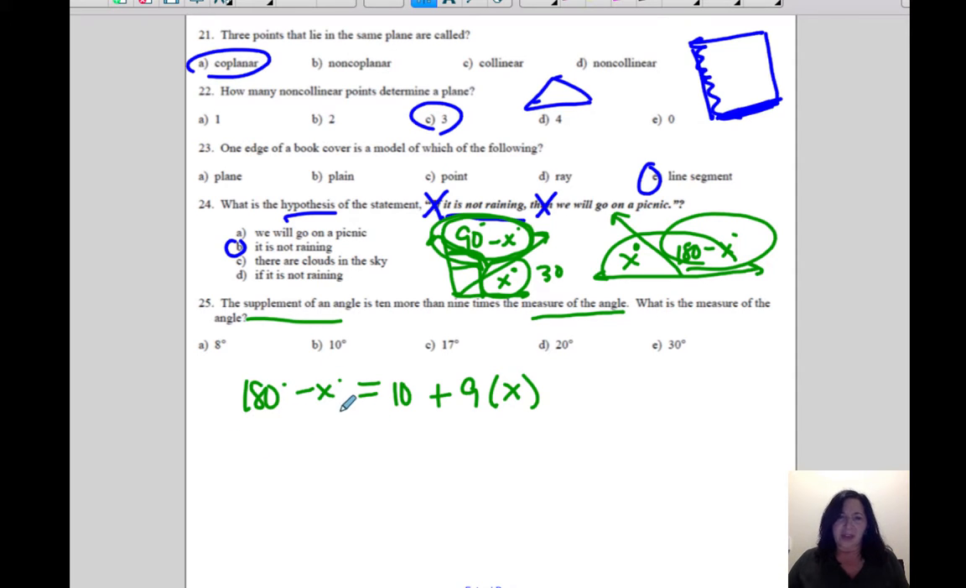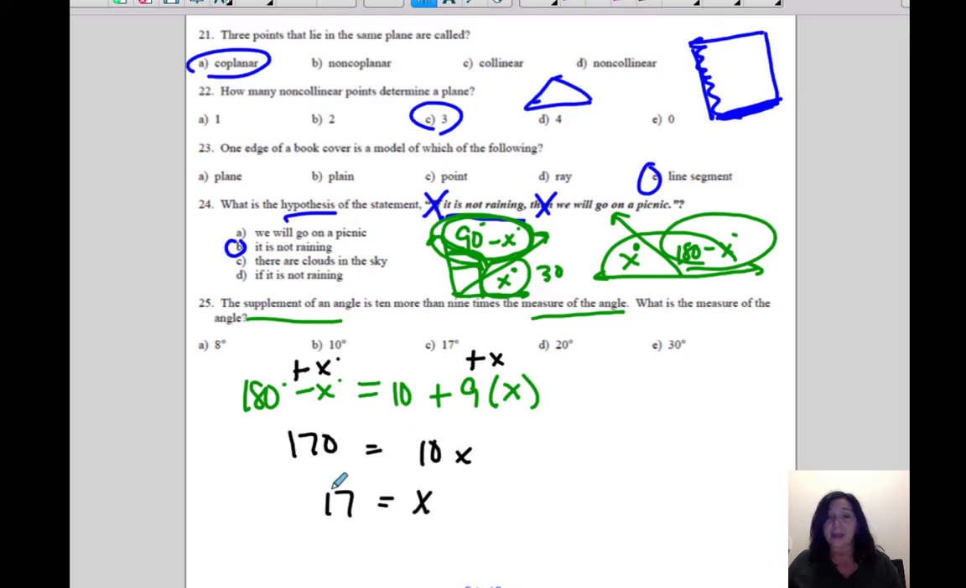So you're just going to solve for x. I'm going to get the x's together. So on this side, I'm going to add x degrees to both sides. So 9x plus 1x is 10x. I'm going to subtract 10 from both sides, so now I have 170. I'm going to divide by 10, x is equal to 17. Now, x is my degrees. So that's x is equal to 17 degrees.